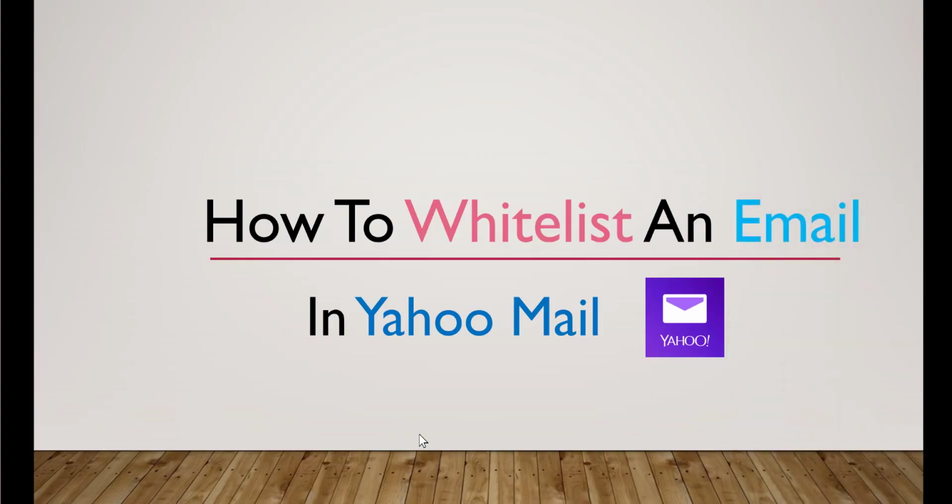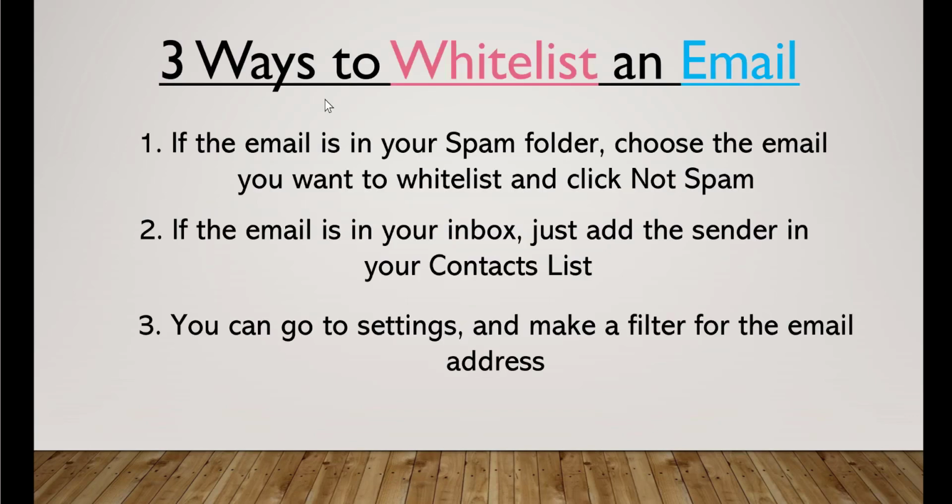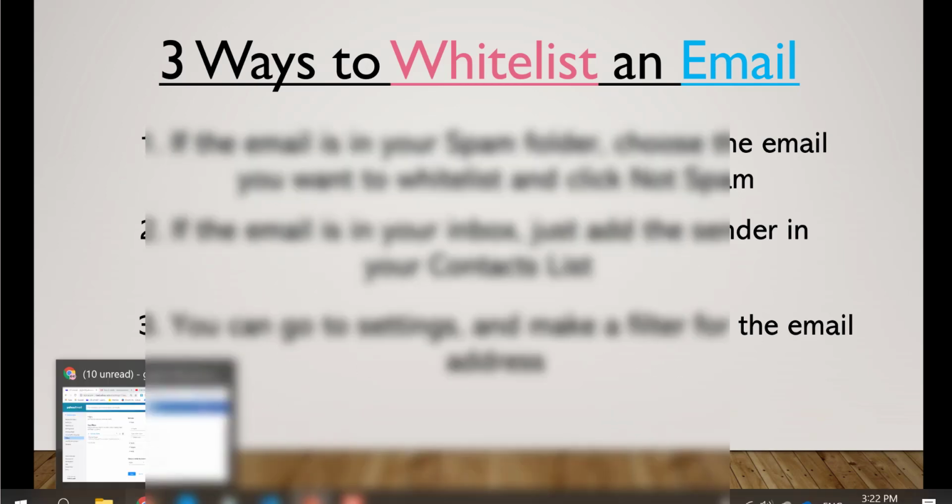Now we're here on my computer and I'm going to show you how to whitelist an email in Yahoo Mail. Now there are actually three ways to whitelist an email. The first one is if the email is in your spam folder already. The second one, if the email is in your inbox. And the third one is if you want to whitelist an email that's not even in your inbox yet. So let's go to my Yahoo Mail.